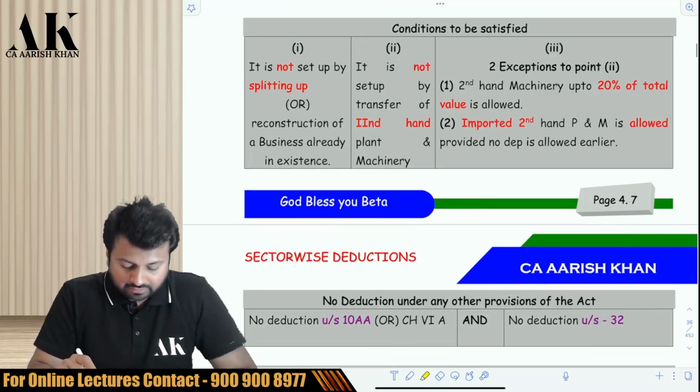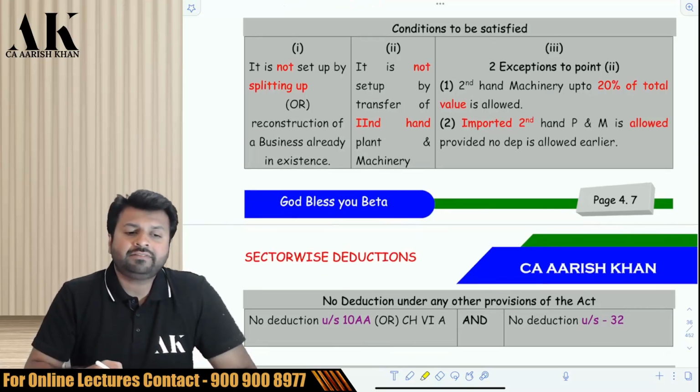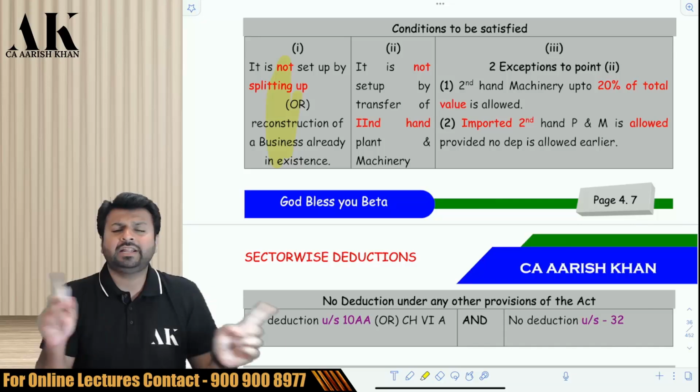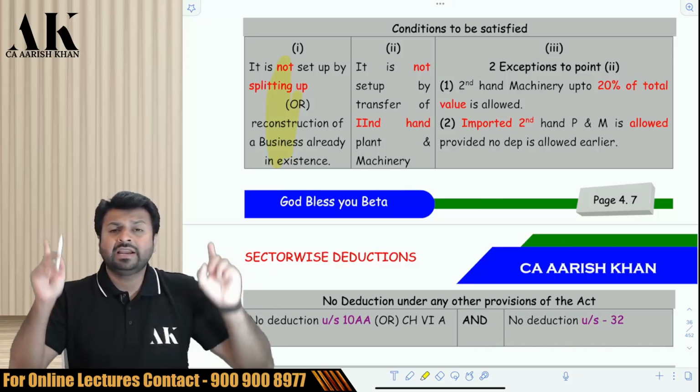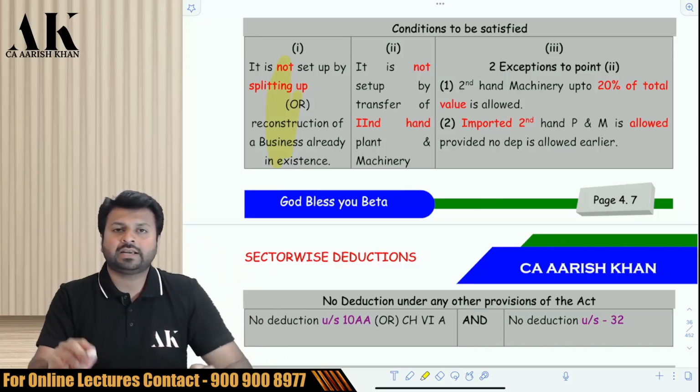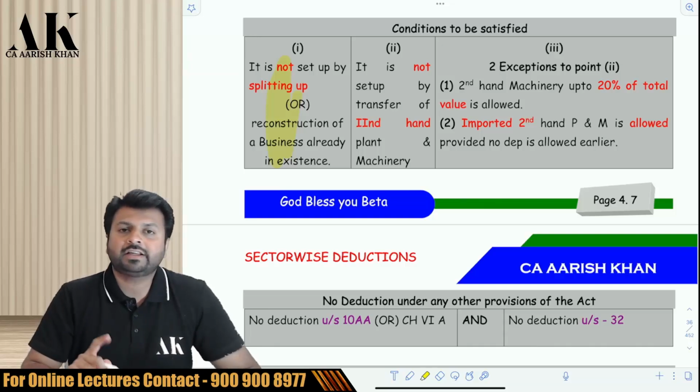So there are some conditions which we have to keep in mind to claim deduction under 35AD. The first one: your business should not be formed by splitting up or reconstruction of an already existing business. It means your business has to be a new business. It cannot be a second-hand business. New business, then only this deduction is available.